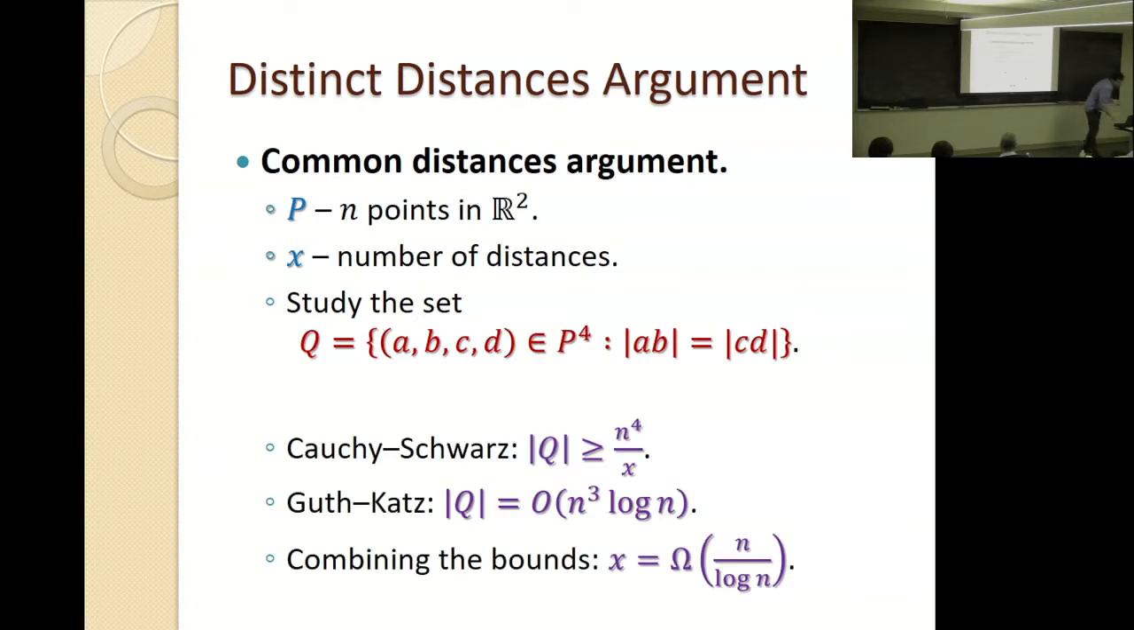So very briefly, simple use of Cauchy-Schwarz shows you that the number of quadruples is at least n to the 4 over the number of distances. Now if you have an upper bound for the number of quadruples, Guth and Katz showed this upper bound, you combine the upper and lower bounds, and you get a lower bound for the number of distances. So Guth and Katz showed for every set of endpoints in the plane, there's at most n cubed log n quadruples of this sort. Pairs of two different representations of the same distance. And that's how they got this.